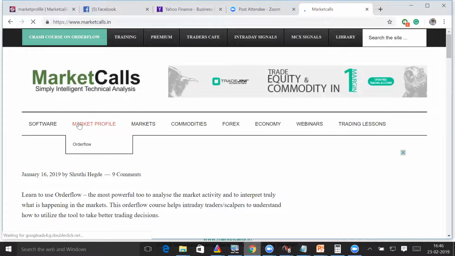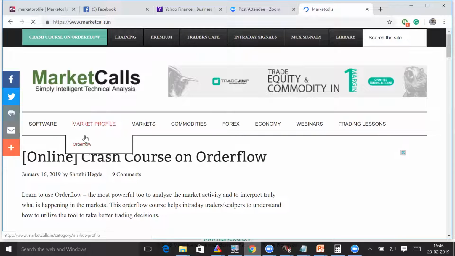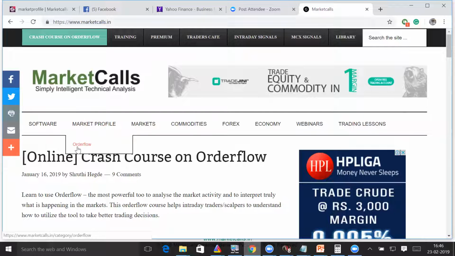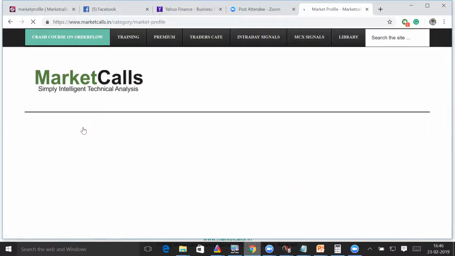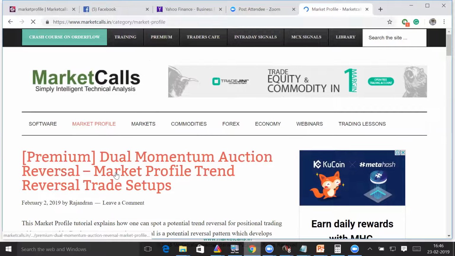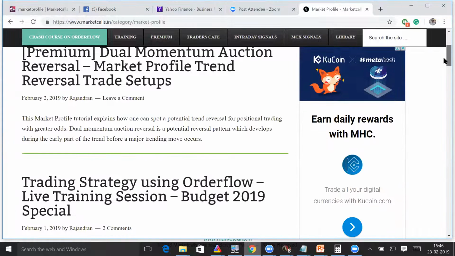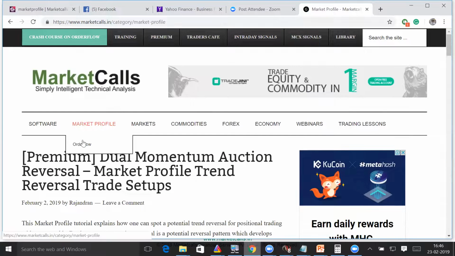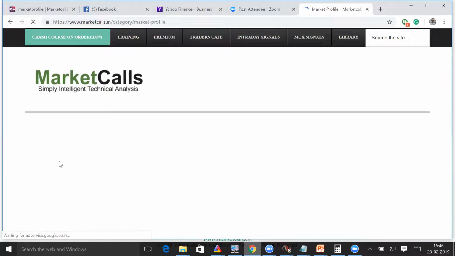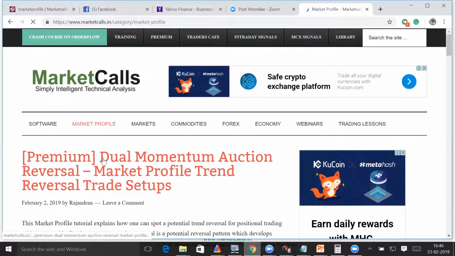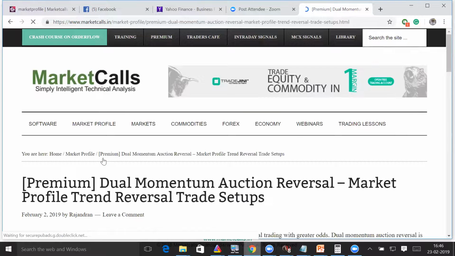So market profile and order flow, these are the 2 sections one can access. Under market profile, there are a lot of premium tutorials we wrote, not only video tutorials. Some of them are video tutorials, some of them are trend reversal signals, some of them are top pattern setups. In market profile, we have a couple of top patterns we talked about. This is one of the top patterns we identified in SBank. Similar top patterns we identified in Reliance.